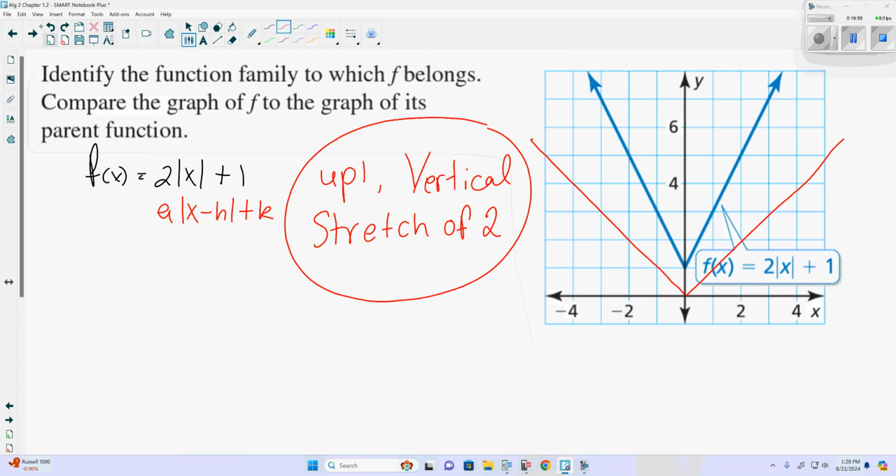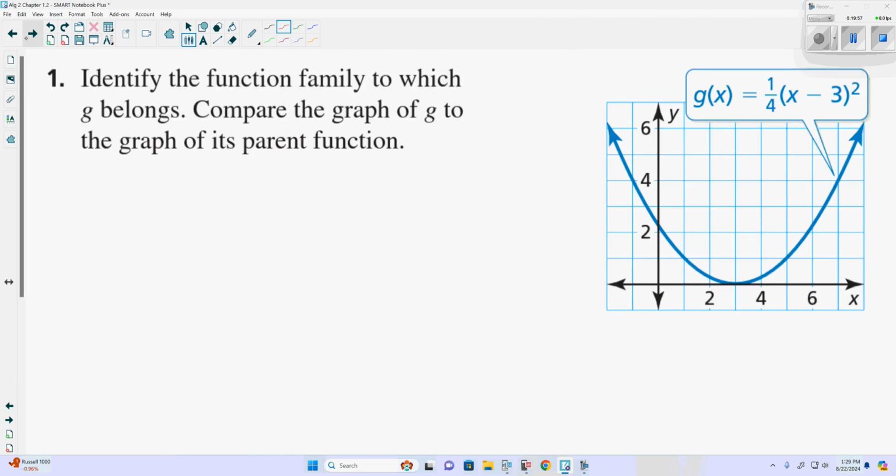Page. Identify the family to which G belongs. What kind of function is G? Quadratic. Two ways we can tell. One, we have the square. We have that exponent of 2. And two, what kind of shape does the graph make? U. Makes a U-shaped graph. That is quadratic. So the parent function is quadratic.